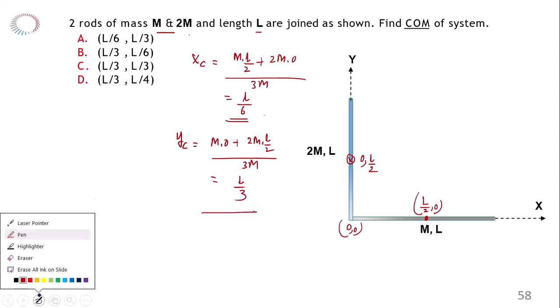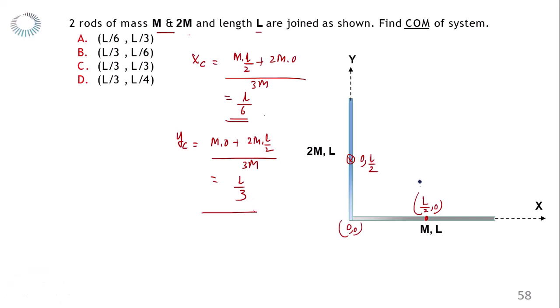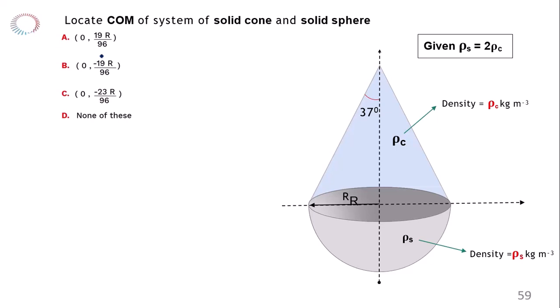That means finally your center of mass will be somewhere over here. L by 6 means this much distance and L by 3 means this much. So let us say this is the position. The center of mass may not lie within the body; it is outside the body. So the final answer is L by 6 comma L by 3. Understood? Okay, like this.